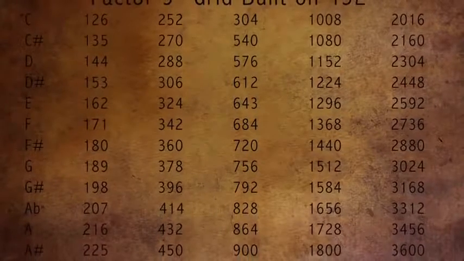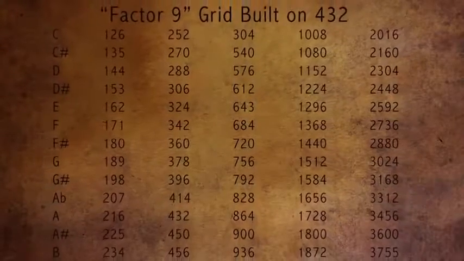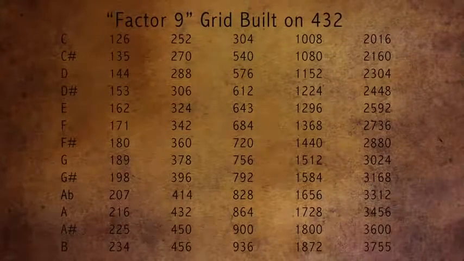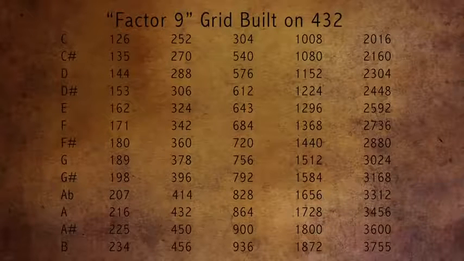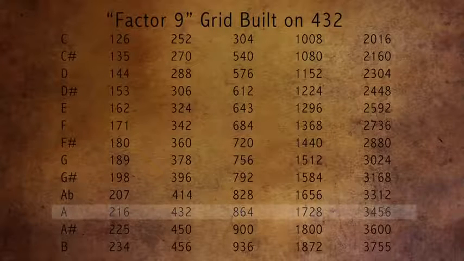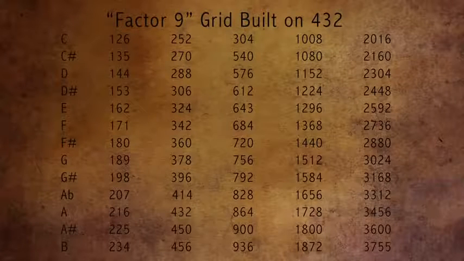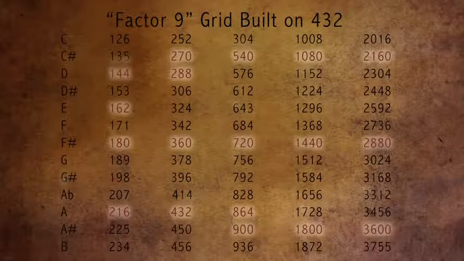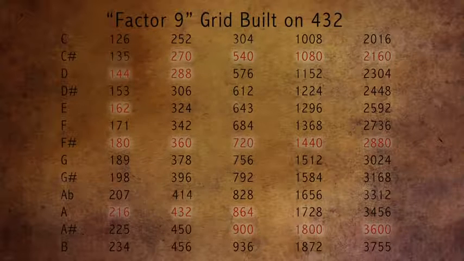This grid, if it had a name, would probably be called something like factor 9, because the number 9 is found not only in the sum of every note on the grid, but also as the number required to move up or down the scale. For instance, if we started at note A at 216 cycles, all we would have to do is add or subtract the number 9 to reveal all the other tones in that octave. And it is here, on this incredible factor 9 grid, that we find not just some of our geometric numbers, but all of them. Conversely, modern A440 tuning reveals not one correlation to geometric numbers.